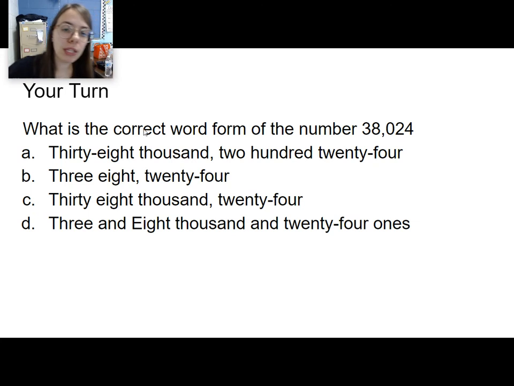Okay, so what is the correct word form of this number? Okay, well, let's do what we just said. Read what's before the comma. Well, a 3 and an 8, that's just 38. So 38,000, and then what's after the comma? Well, no hundreds, 2 tens and 4 ones, so that's just 24. So I need to look for 38,024. And if I look, C is the only one that says that. 38,024. Okay?